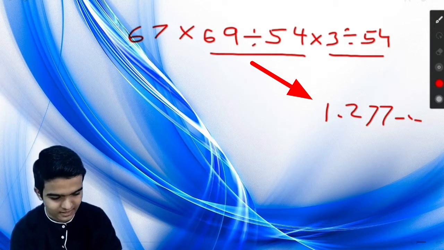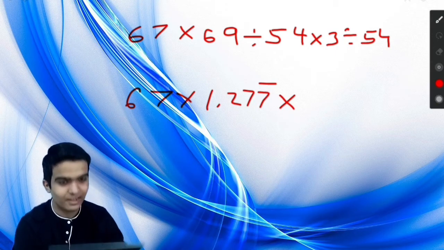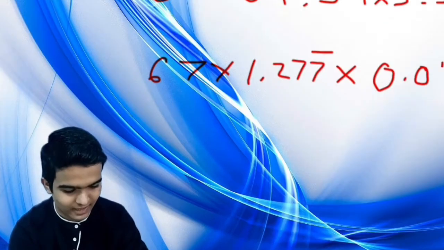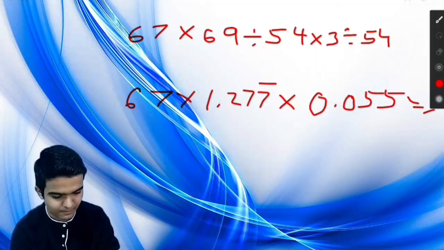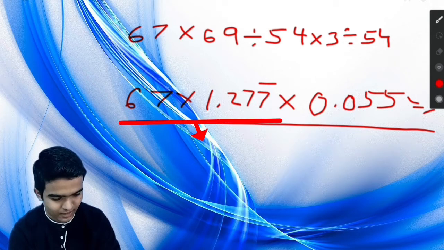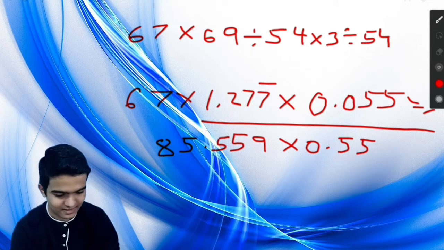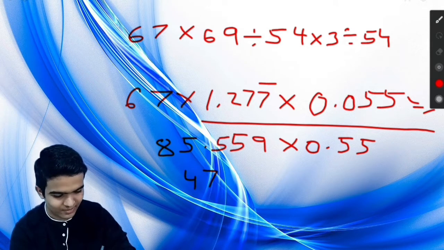So I shall write it like this: 67 into 1.277 and whatever into 3 divided by 54, I just use the calculator, 0.055 and so on. So we shall first multiply these two and then multiply by 67, I guess. So 85.559 into 0.055, which is, I guess, wait, let me use the calculator. Okay, so the answer is 47.05745. This is the answer, I guess.